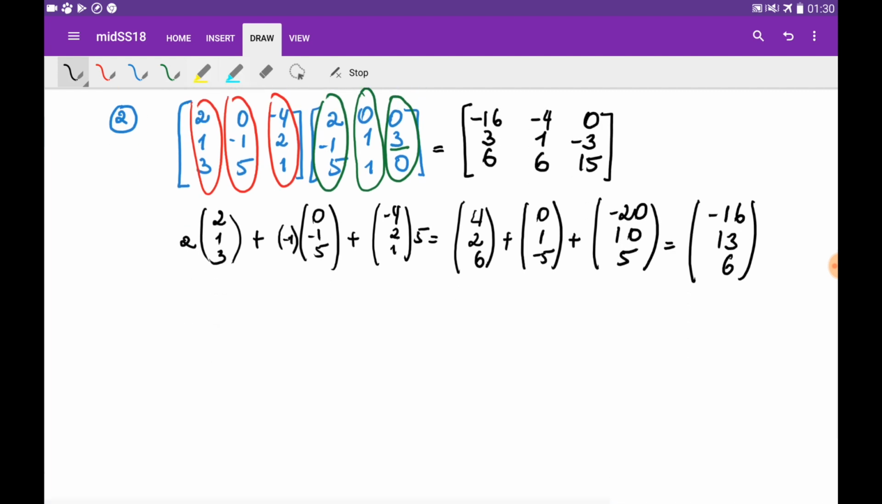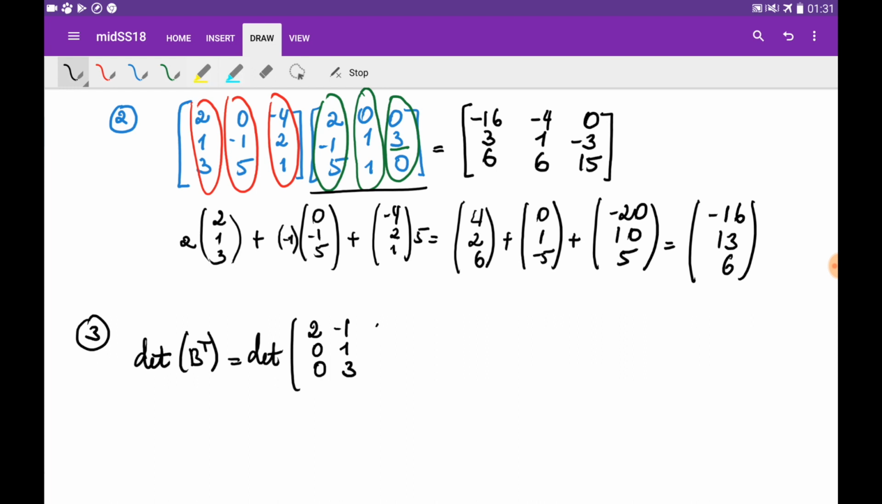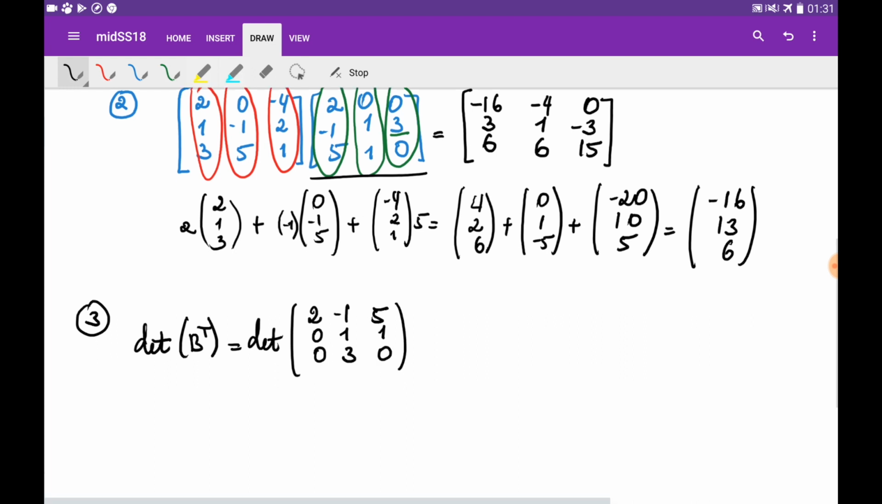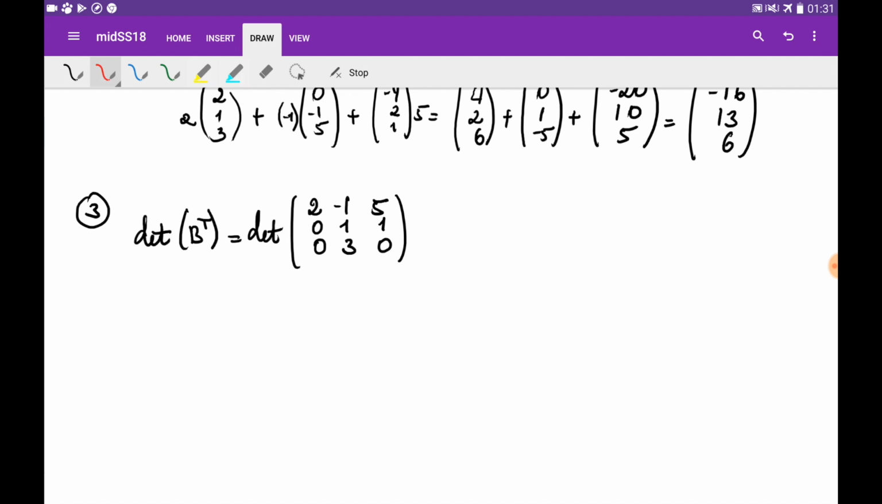And in the last part of the problem, we need to find the determinant of B transpose. Again, we're going to obtain B transpose by writing down the rows of this matrix as the columns. So it's going to be 2, 0, 0, minus 1, 1, 3, 5, 1, 0. We can find the determinant by going through one of the rows or one of the columns. So we can, for example, find the determinant by going through the first column, so all the elements in the first column.